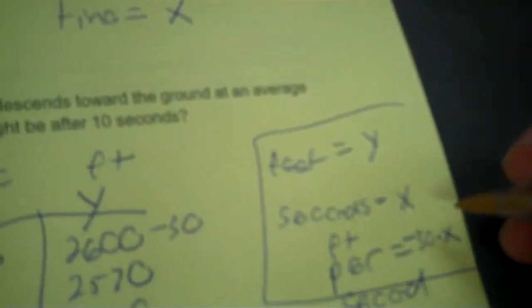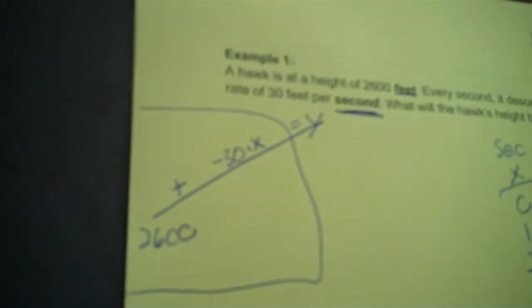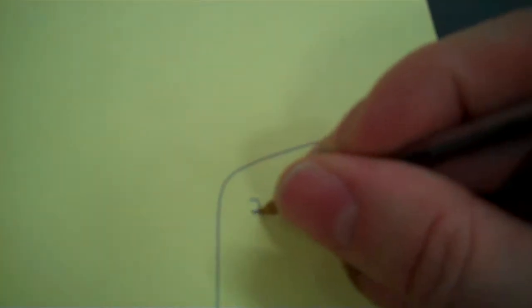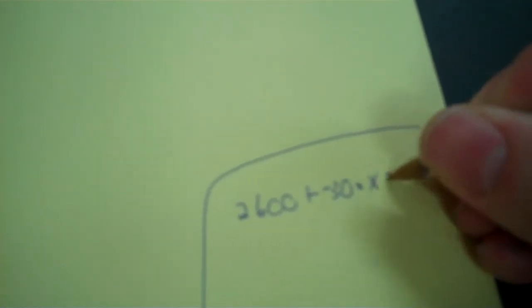Okay, then I make my ladder. So negative 30 times X is what every step's worth. There's X steps, okay? Every one is negative 30. And at the beginning of the ladder, you got 2,600 plus, equals Y. Now the equation: you got 2,600 plus negative 30 times X equals Y. Now you're going to take it one step further.